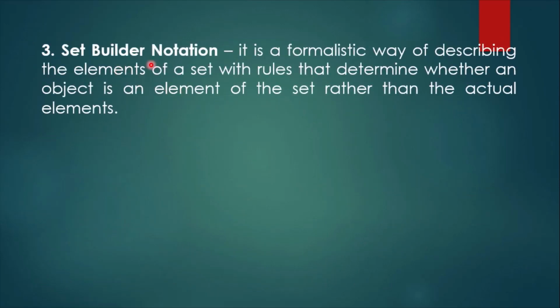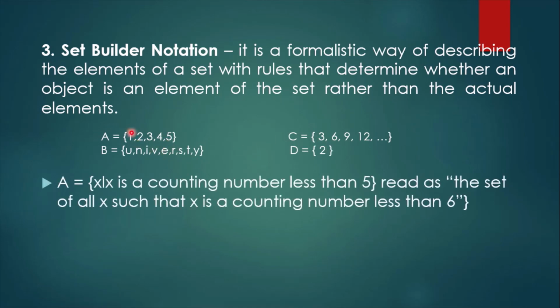Next. Lastly, we have the set builder notation. It is a formalistic way of describing the elements of a set with rules. Okay, with rules that determine whether an object is an element of the set rather than the actual elements. So, meron lang tayong rule dyan. For example, using these sets again. So, the set builder notation for set A is: A equals, then this. So we read this as the set of all x such that x is a counting number less than 6. Sorry for this, it must be 6. Okay? x such that x is an element of counting numbers less than 6.